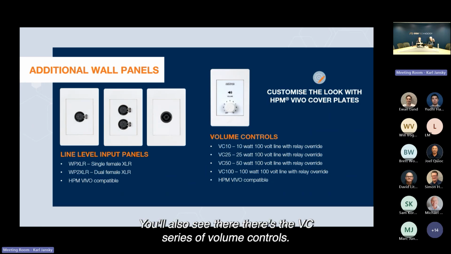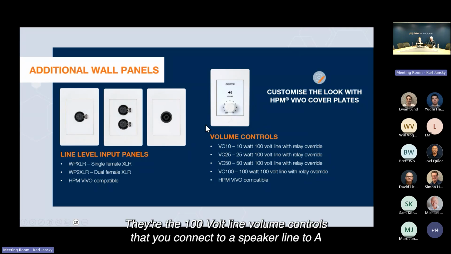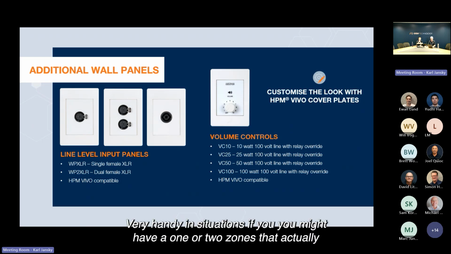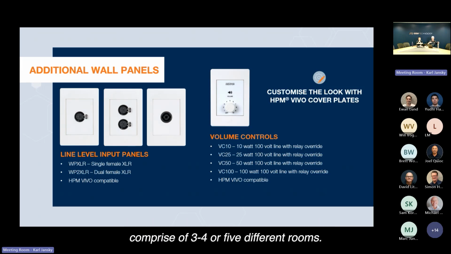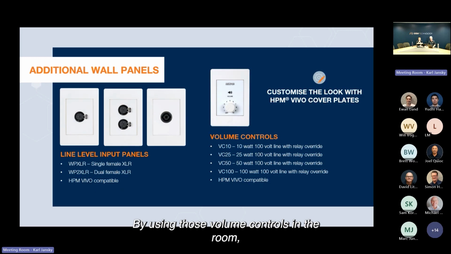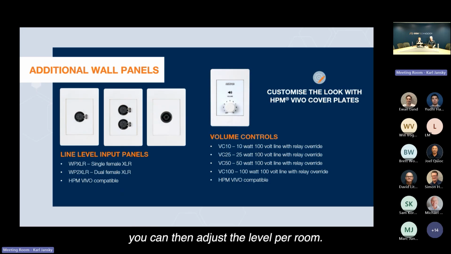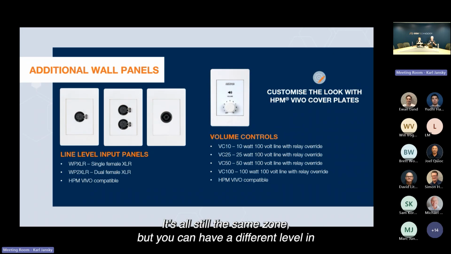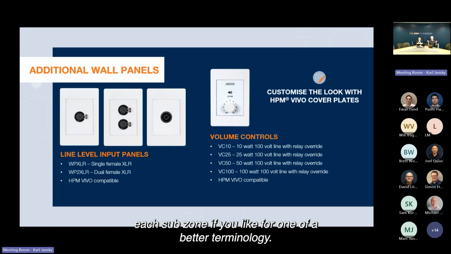You'll also see there's the VC series of volume controls. They're the 100-volt line volume controls that you connect to a speaker line to a power amplifier. Very handy in situations. If you might have one or two zones that actually comprise of 3, 4, or 5 different rooms. By using those volume controls in the room, you can then adjust the level per room. It's all still the same zone, but you can have a different level in each sub-zone, if you like, for want of a better terminology.